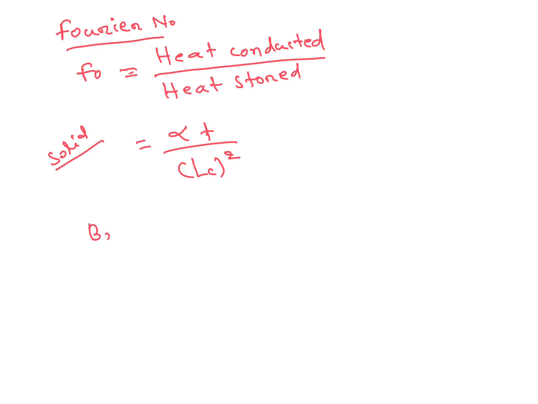Both Biot number and Fourier number are important for our lumped heat analysis. This one is also asked many times in IES examination. Out of the 4 options, which number is important for lumped heat analysis? They will give, and out of 4 options, one number will be Fourier number or Biot number. You have to choose that one for solids.